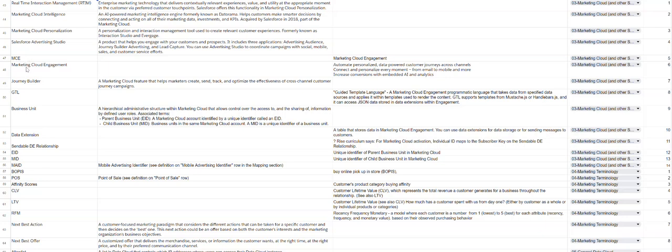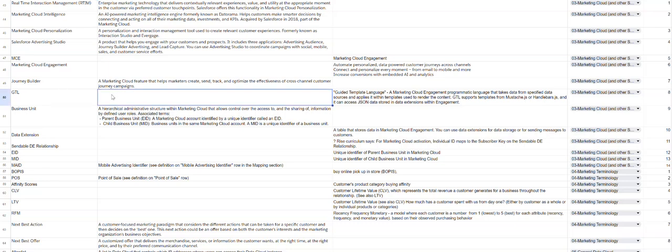MCE, which stands for Marketing Cloud Engagement, is a tool from Salesforce that lets you automate personalized, data-powered customer journeys across channels, connect and personalize every moment from email to mobile and more, and increase conversions with embedded AI and analytics. So Journey Builder is part of Marketing Cloud Engagement. It's a Marketing Cloud feature that helps marketers create, send, track, and optimize the effectiveness of cross-channel customer journey campaigns.